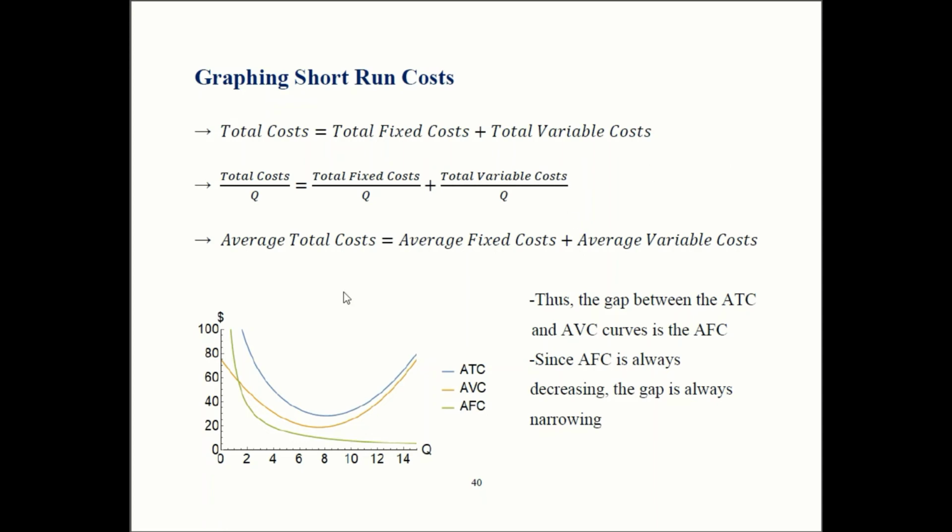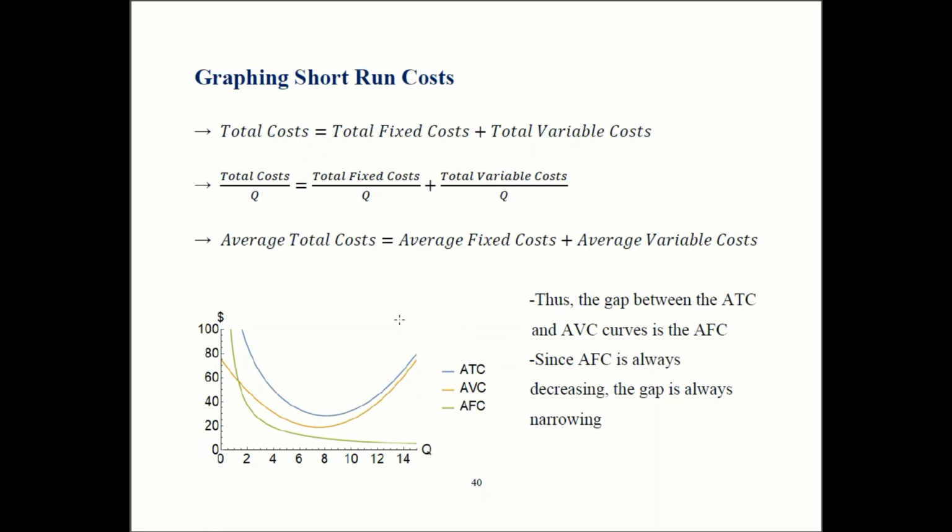So if you graph average total costs and you graph average variable costs, the gap between them has to be average fixed costs. So here in blue is ATC. That should always be the highest curve among all these averages. The blue line is AFC. So the gold line is AVC. The gap between the blue line and the gold line is going to be equal to that green line.